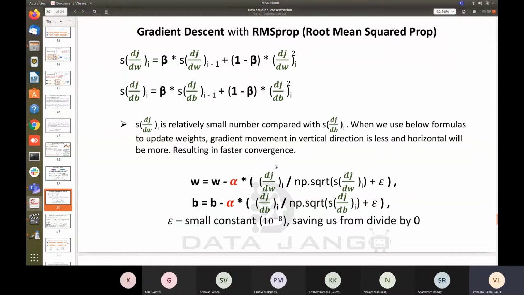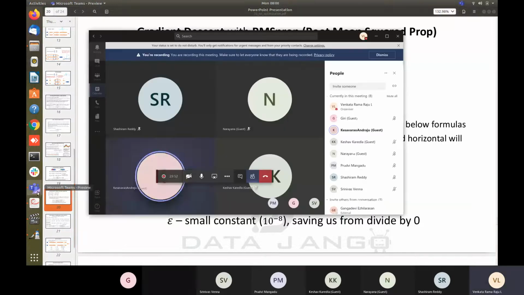There is a lot of theory and math behind it, but you should conceptually try to understand. Basically, this is exponentially weighted moving average only, but the additional thing is a square root. Got it?